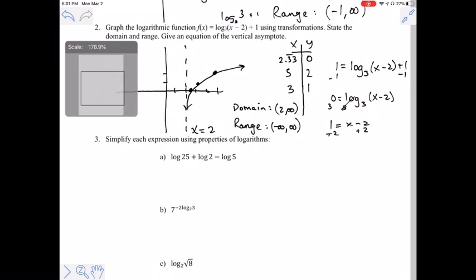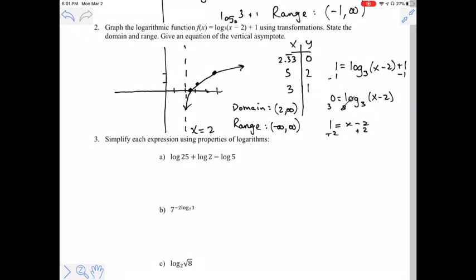Question 3. Simplify each expression. So this particular problem is from 4.4. The other two are from 4.3. The trick to this one is to combine. So if we're using the product property, since there's an addition sign between the two, we multiply what's inside. 25 times 2 is 50.